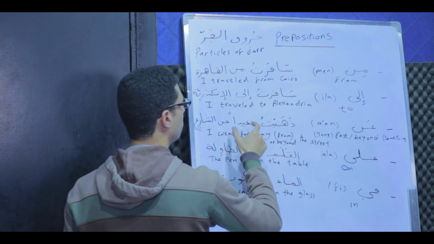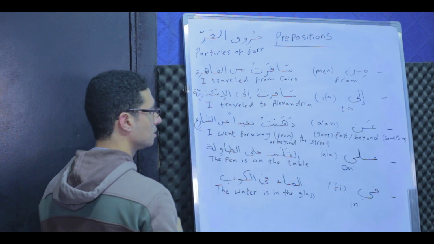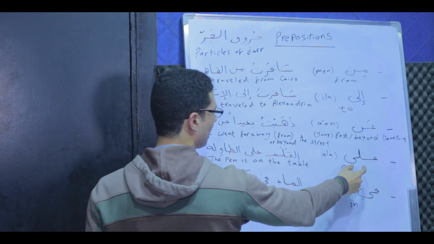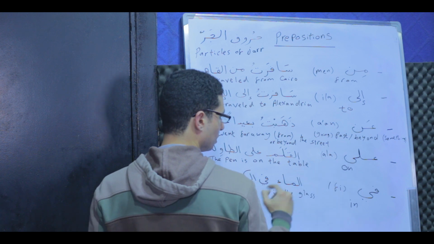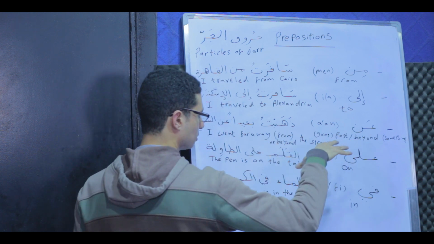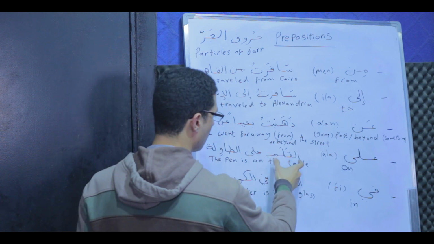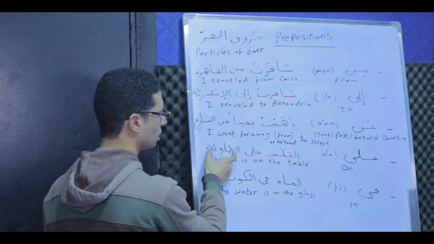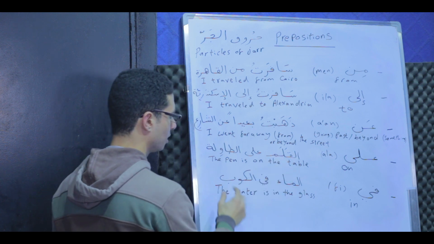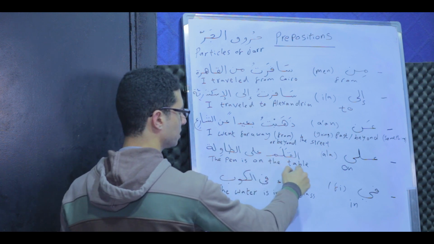ذهبت بعيدا عن الشارع. Okay, the next one is على. على, the ya here is pronounced like alif. على means on. So القلم على الطاولة. طاولة means a table. قلم means pen. So the pen is on the table.